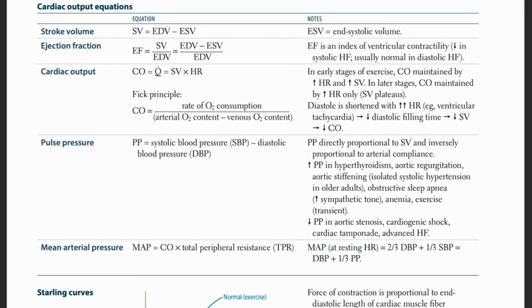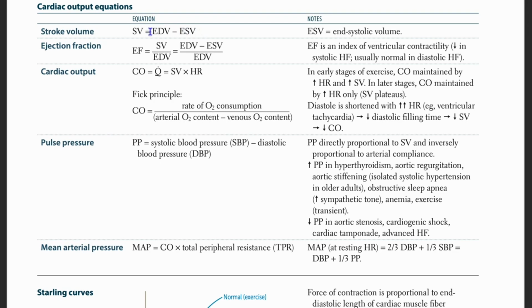Cardiac output equations and notes. Okay, so now we're doing stroke volume equations. Stroke volume is equal to end diastolic volume, that's the ventricle filled up to the brim, minus end systolic volume, that's the empty ventricle to the bottom, right? So how much is filled minus how much is left over is your stroke volume. So you can imagine if the leftover is more, then you have a decreased stroke volume, right? Because the number you're subtracting is bigger.